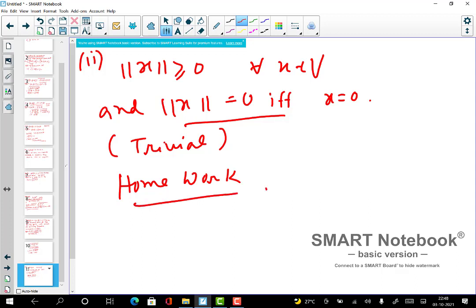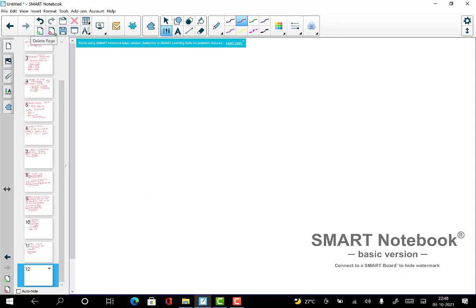Now let me define the most important property of this norm, and this is number 3, the Cauchy-Schwarz inequality. What is that? The Cauchy-Schwarz inequality.